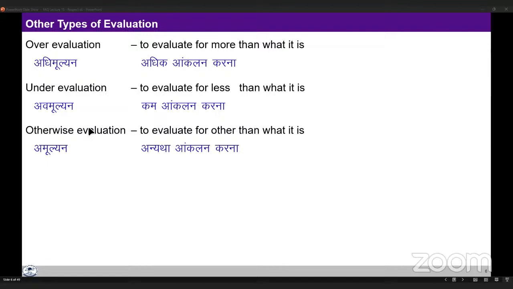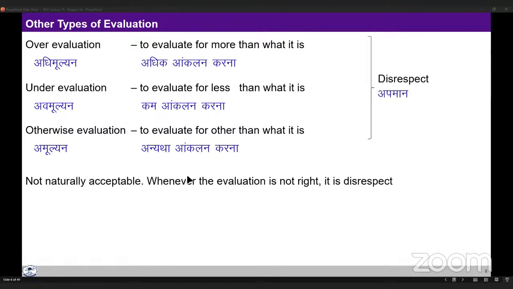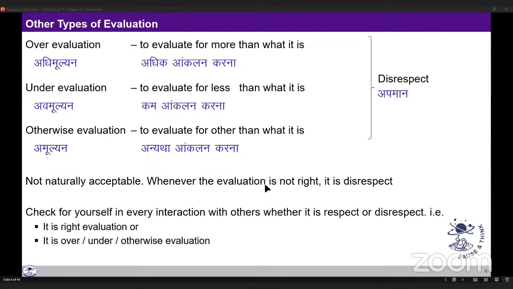So whenever we are doing any of these, we'll have to see, is it respect? Do we feel respected when all of these three happen with me? All of this is not naturally acceptable to me, and whenever the evaluation is not right, it is disrespect. Is it okay? Do you see that? We can check for ourselves in every interaction with the other, whether it is respect or disrespect, right evaluation or over, under, or otherwise evaluation. And whenever we are doing this, are we okay with this? Is it naturally acceptable to me?